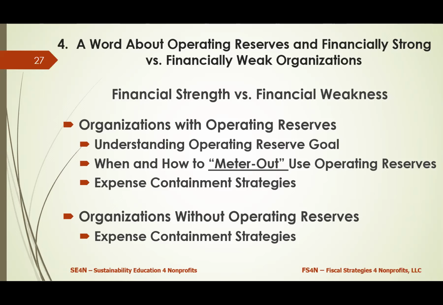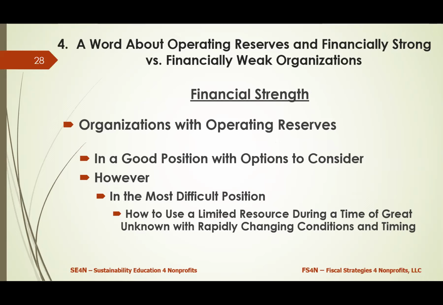So this is talking about financial strength or weakness, and we'll see this on the spreadsheet in a few minutes. Organizations with operating reserves are in a good position, but it's difficult. And we won't know until 2 years from now whether we made good decisions about how to use those. Looking back to 9/11 and the 2008-9 banking crisis, uniformly, I think a lot of organizations burned through reserves more than they should have in the early stages of that. Okay. And then we'll talk about this a little bit more. The article I just released this morning is all on this one page right here.